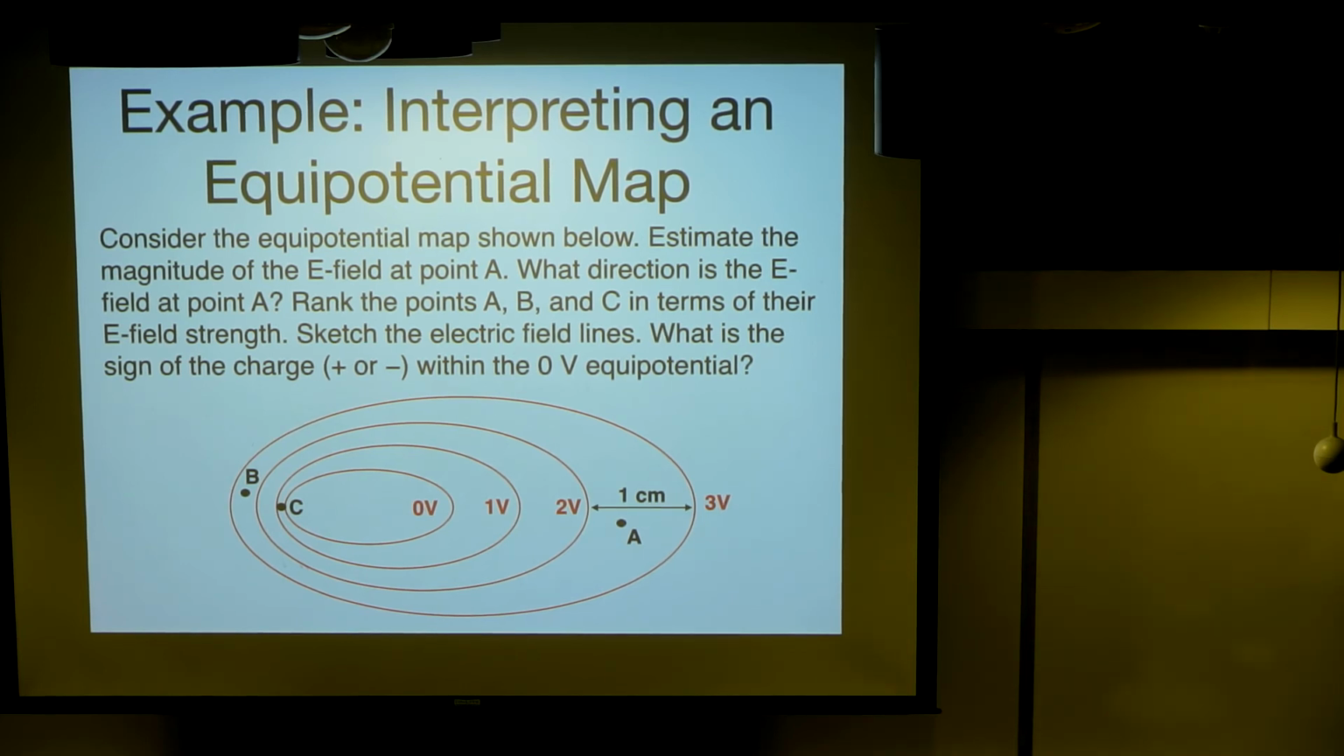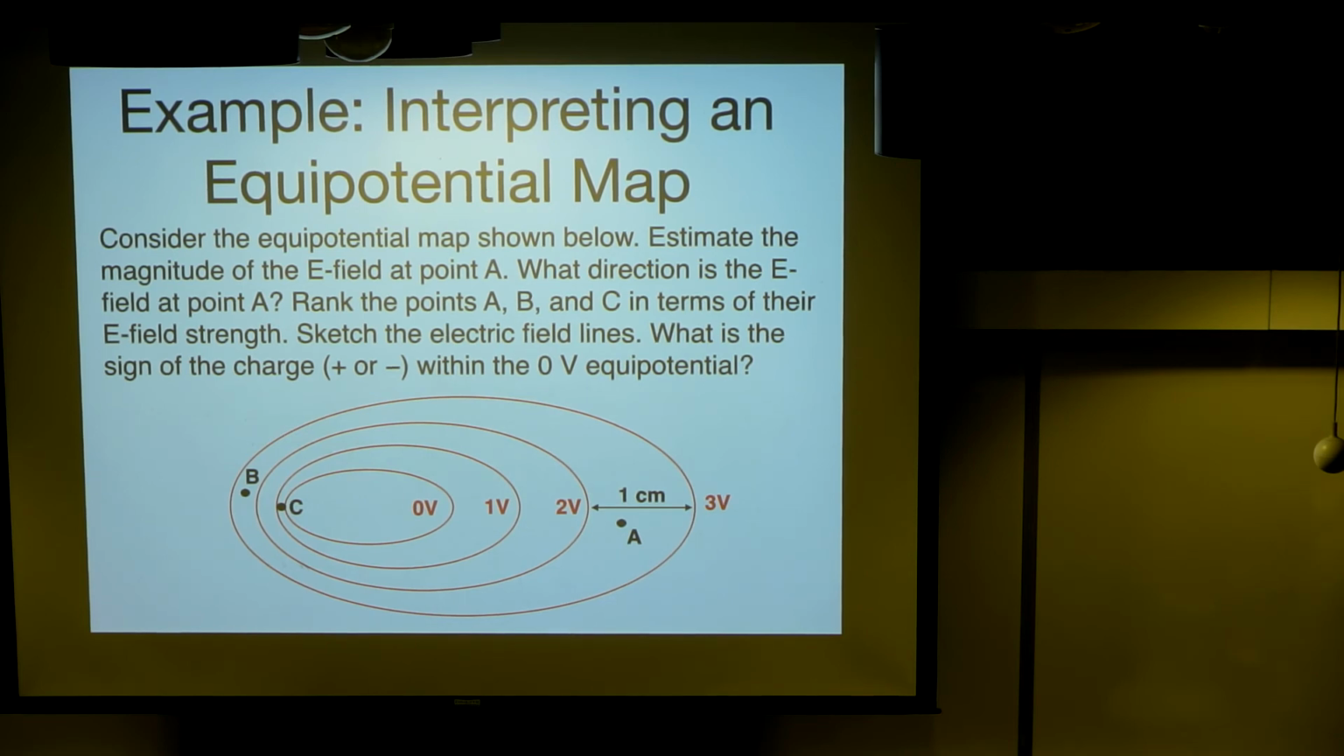So we're going to do a few different things. First, let's estimate how strong the E field is here at point A. And then the question is, what is the direction of the E field there at point A? Then what we're going to do is rank the strength of the E field with points A, B, and C. So where is it the strongest? Where is it the weakest for points A, B, and C?